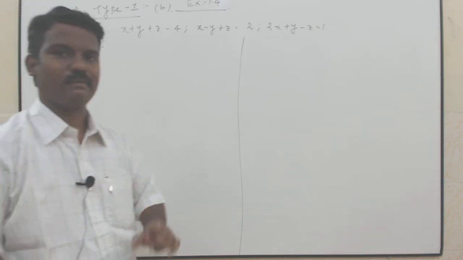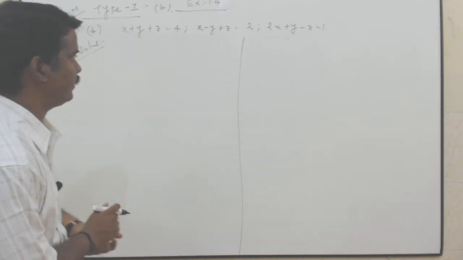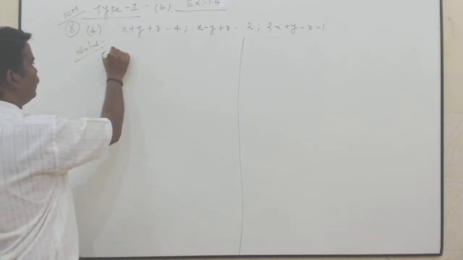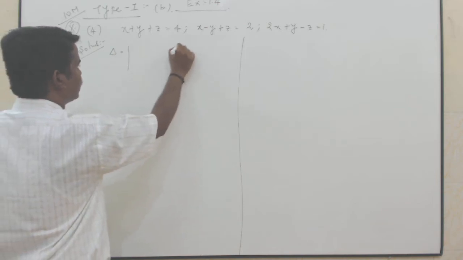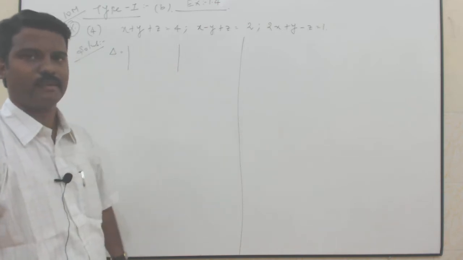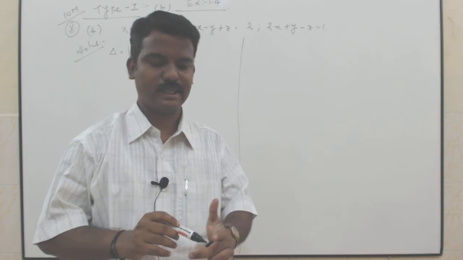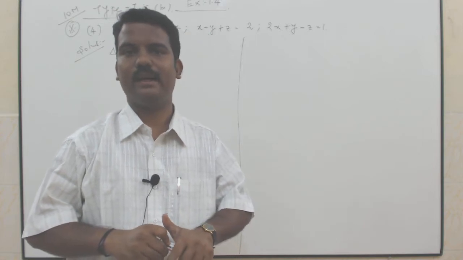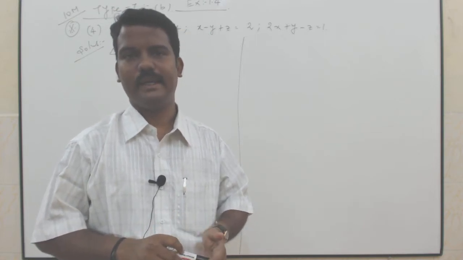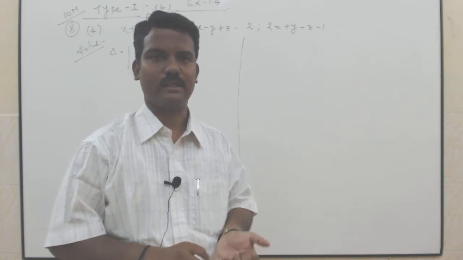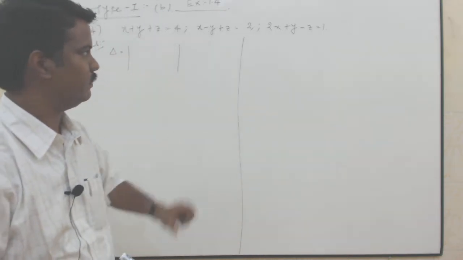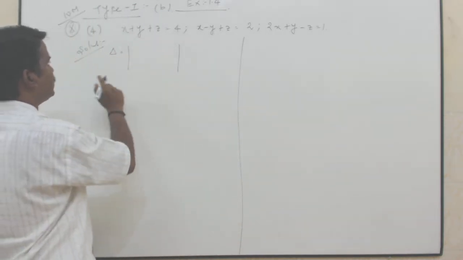So I believe that you all remember the steps, right? How to proceed here. What is the first step? We have to find out delta, because we are going to solve by which method? Determinant method. Or sometimes in the examination they will say, solve the following non-homogeneous equation by Cramer's rule. Cramer's rule and determinant method are both the same. Find out what is delta.